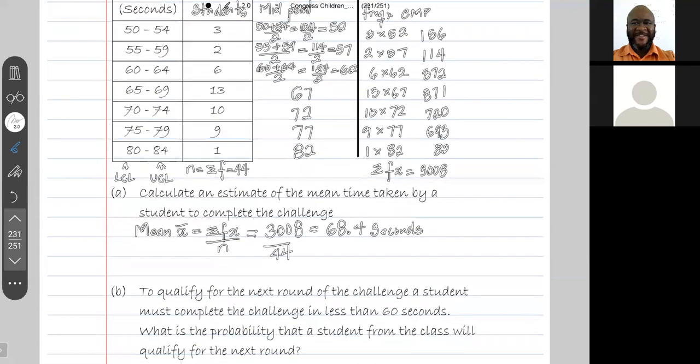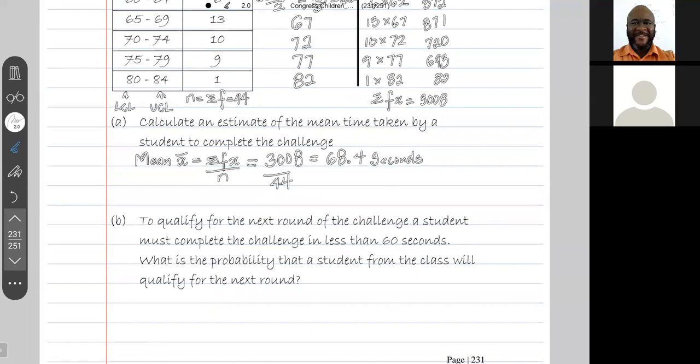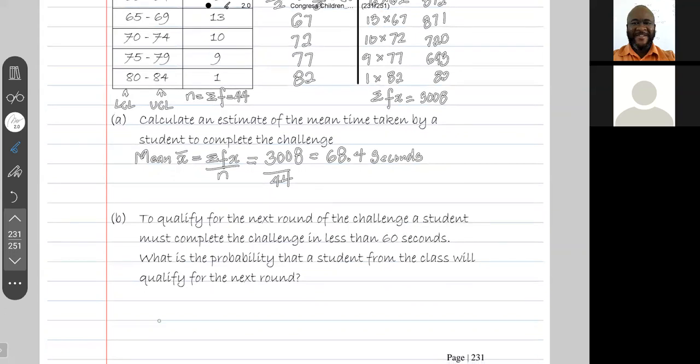Next, we're told that to qualify for the next round of the challenge, a student must complete the challenge in less than 60 seconds. What is the probability that a student from the class will qualify for the next round? So the probability of qualifying is the same as the probability that your time is going to be less than 60.